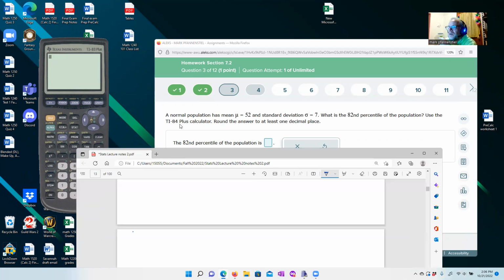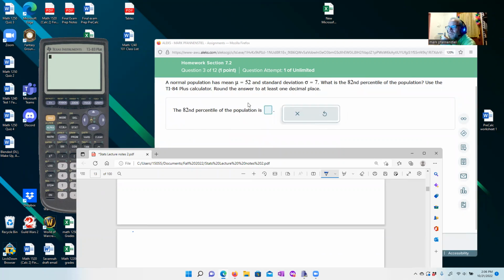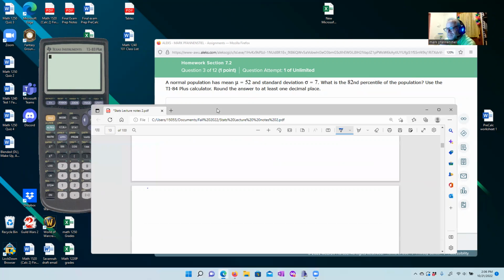Okay. So notice how this question is worded. It says we have a normal population, mean 52, standard deviation 7. We need all of those numbers. So I'm just going to write those down off to the side here. We have X is normal, with a mean of 52 and a standard deviation of 7.